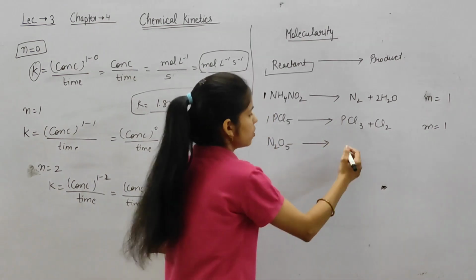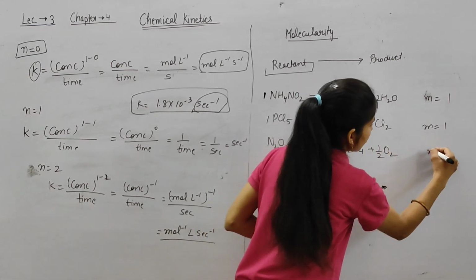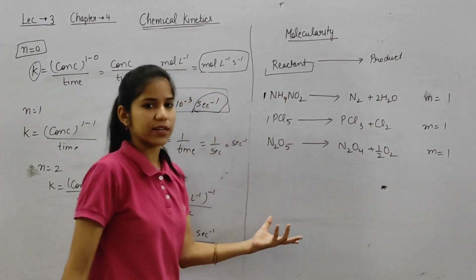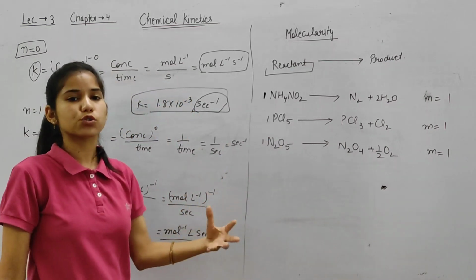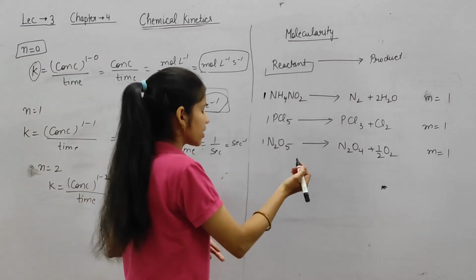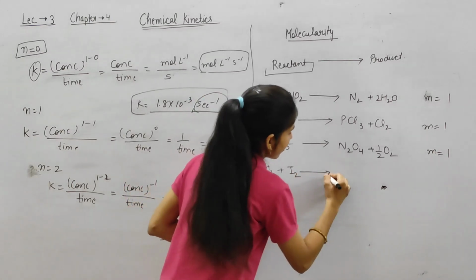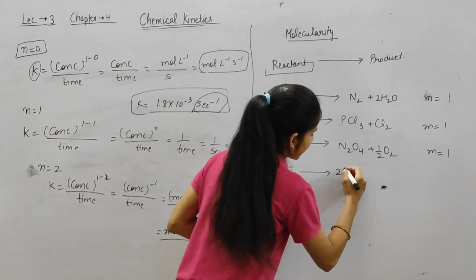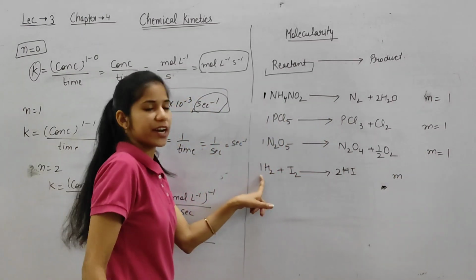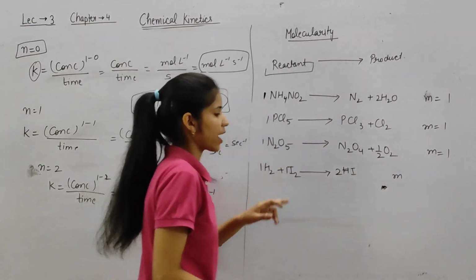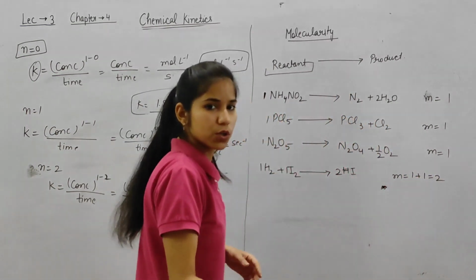This will convert into N2O4 plus half O2. So their molecularity is 1 because it is a single reactant. The molecularity may also be 2. How can the molecularity also be 2? We are having H2 plus I2, they form 2HI. So here we are having one molecularity for H2, one molecularity for I2. So molecularity is 1 plus 1, that is 2.